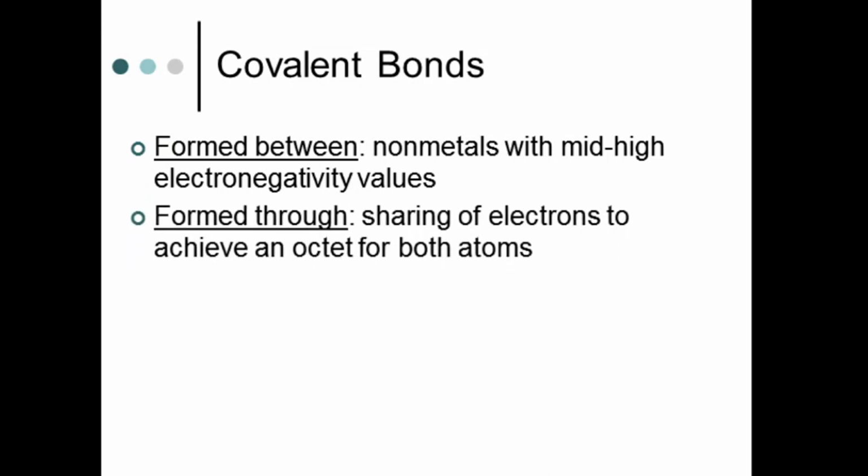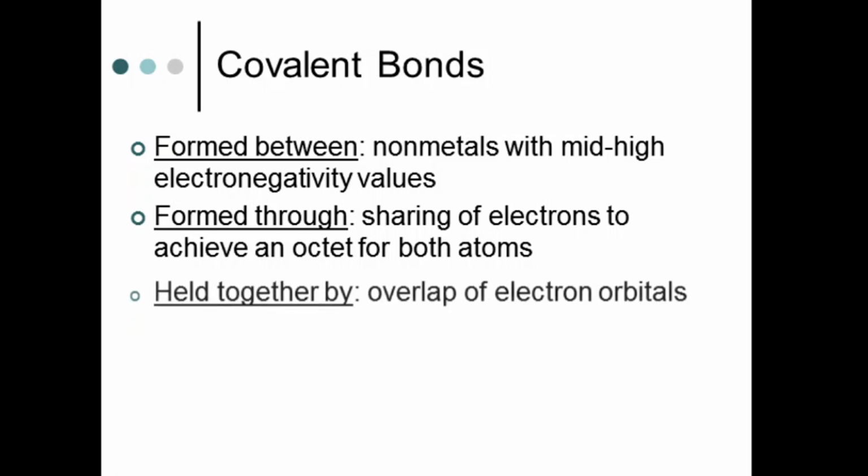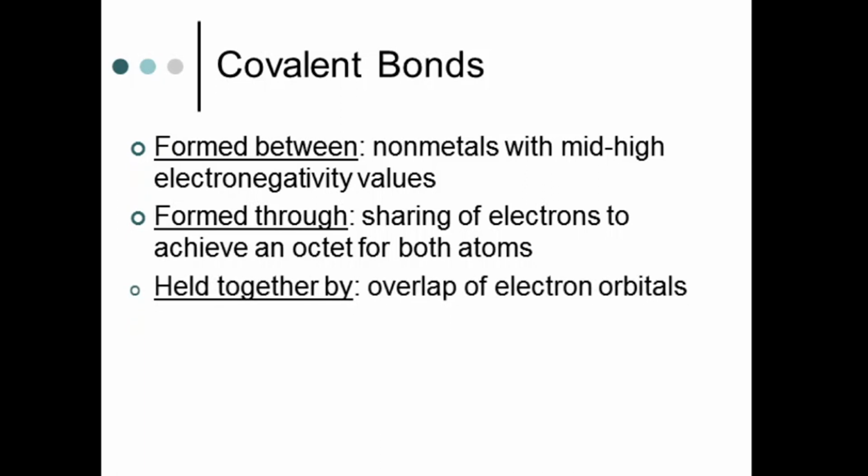This sharing of electrons achieves the octet that is needed for stability. And in fact, what actually ends up happening is the individual atomic electron orbitals overlap to create these new areas of probability between the atoms where the electrons can now exist. These are called molecular orbitals or bonding orbitals, something that we're going to learn about in AP chemistry.